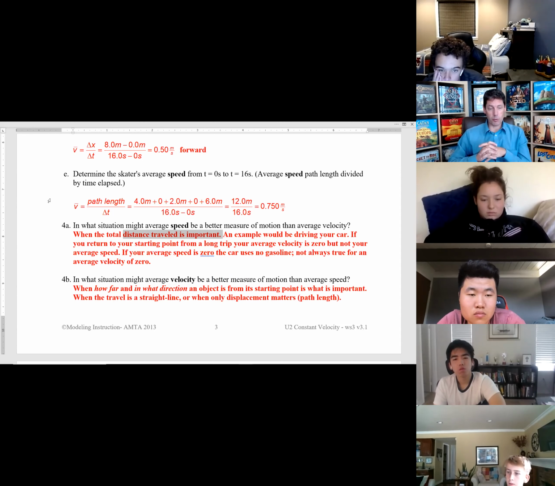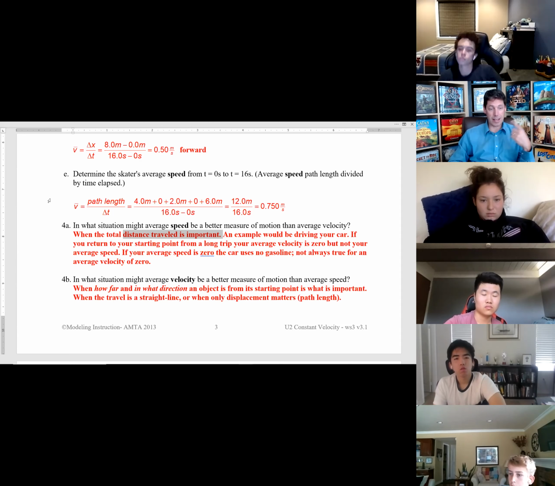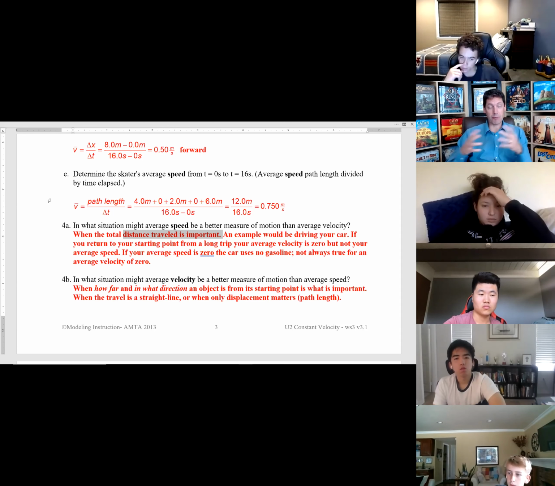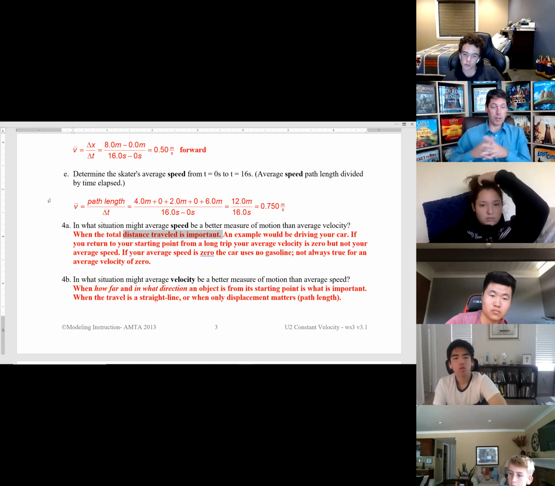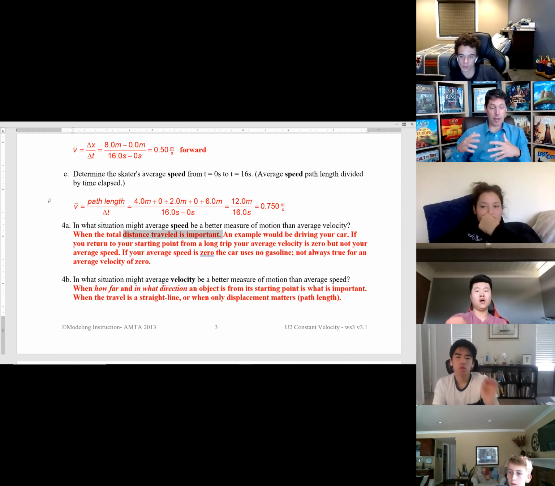If you're running laps around a track, you don't want to use velocity because if you're starting and stopping in the same place all the time, your displacement's always 0. And that doesn't really help you know anything valuable. But if you're actually tracking how much your path length is in terms of how many laps you ran, that's more helpful information. So distance and speed would be more valuable if you're running in a circular track. Velocity would be more valuable if you need to know something about the direction, like it is from south to north or east to west or something like that.